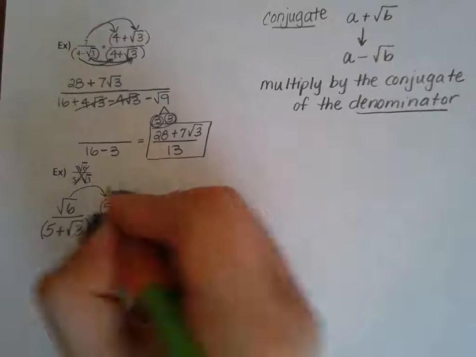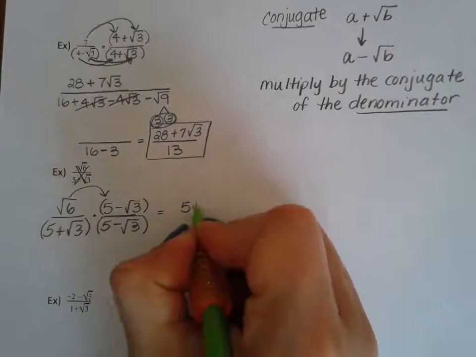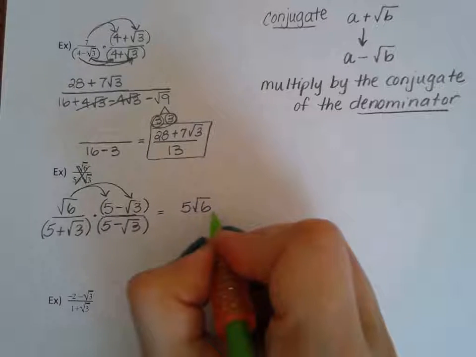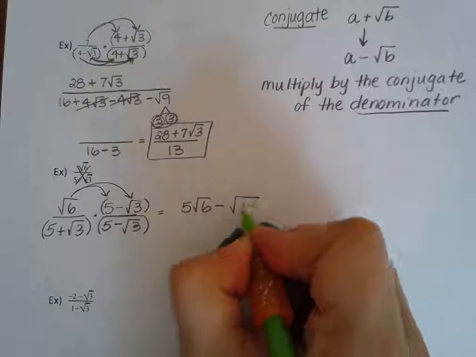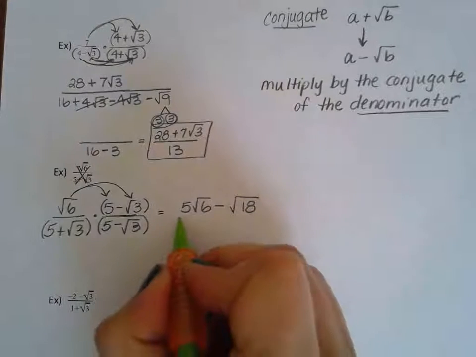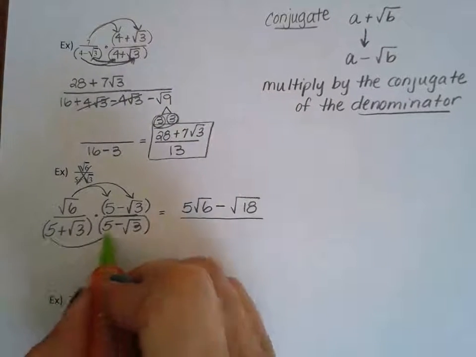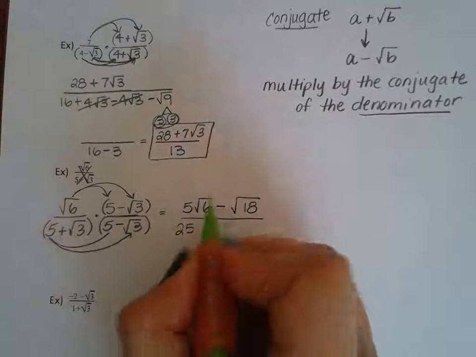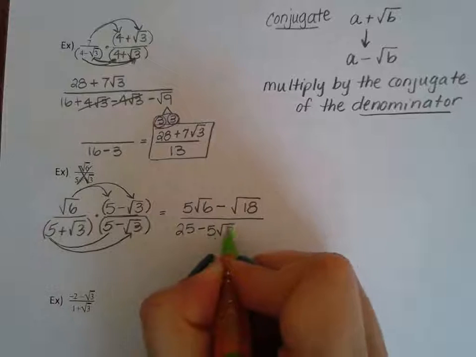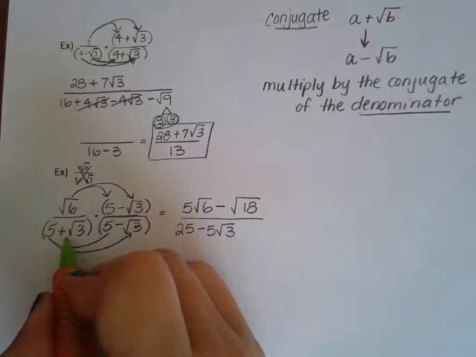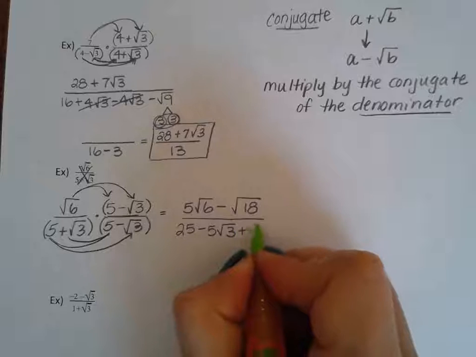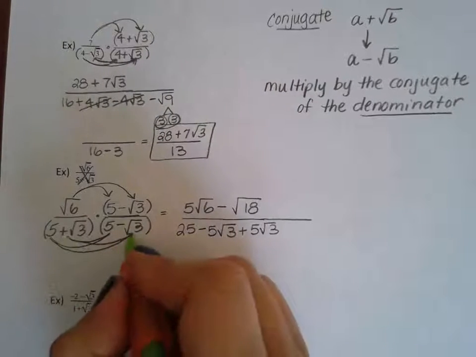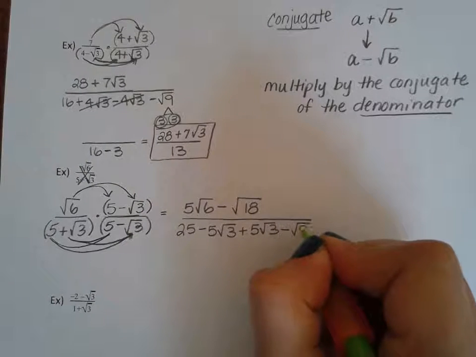So root 6 times 5 is 5 root 6. And then root 6 times root 3 is minus root 18, over 5 times 5, 25, 5 times negative root 3, negative 5 root 3, root 3 times 5, positive 5 root 3, and root 3 times negative root 3 is negative root 9.